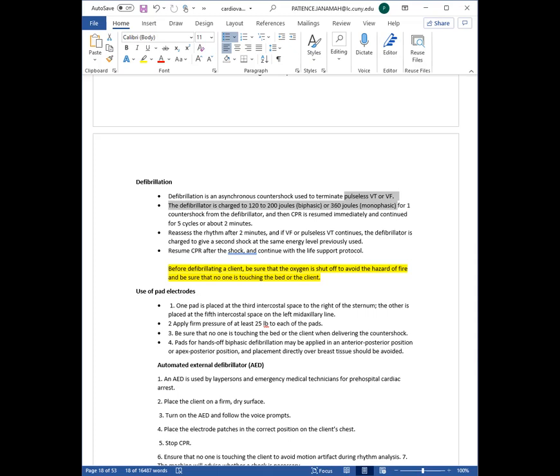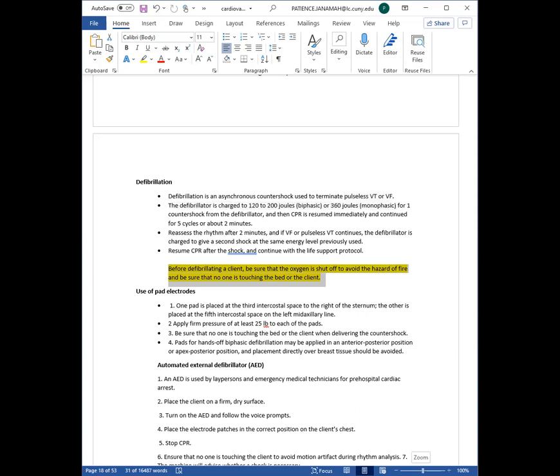Shock delivered, immediately continue CPR. So mind that word immediately. That is the only place you will see that immediately and pick that answer. If it's not a CPR issue and you see questions that say immediately do this, or I will always do this, be mindful of those answer options.